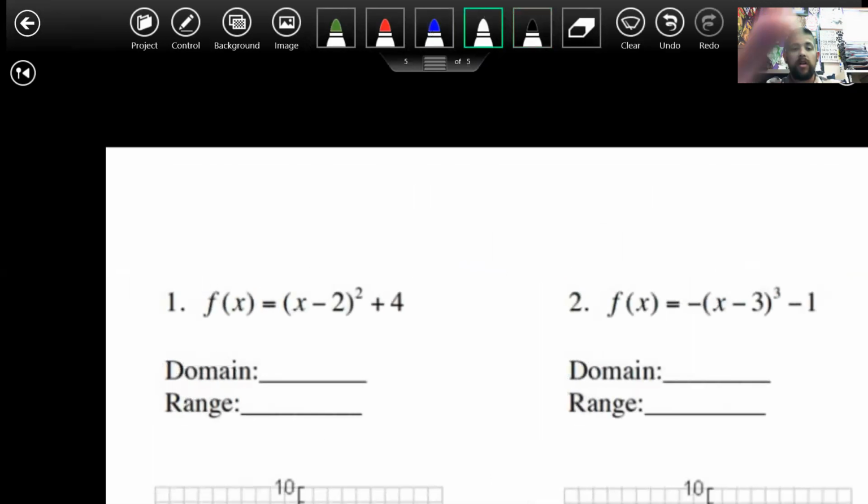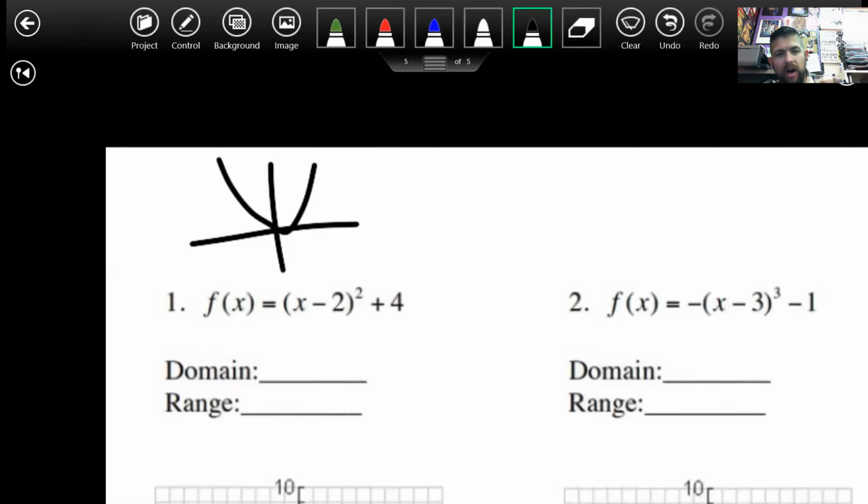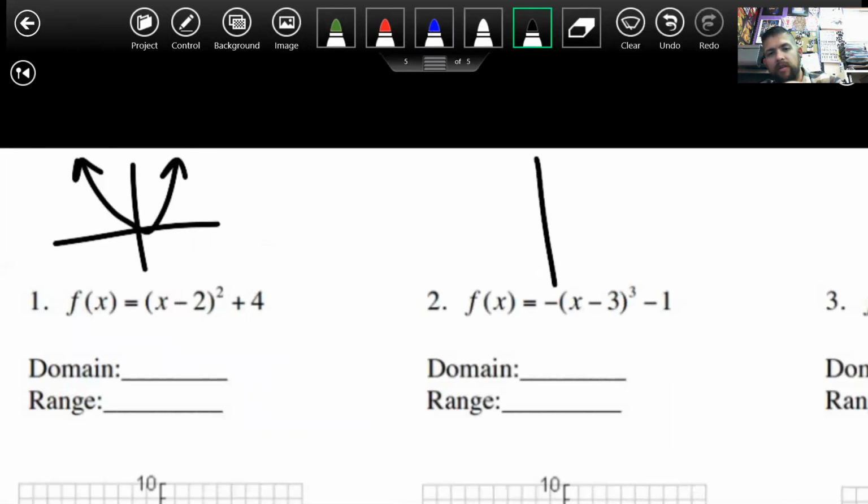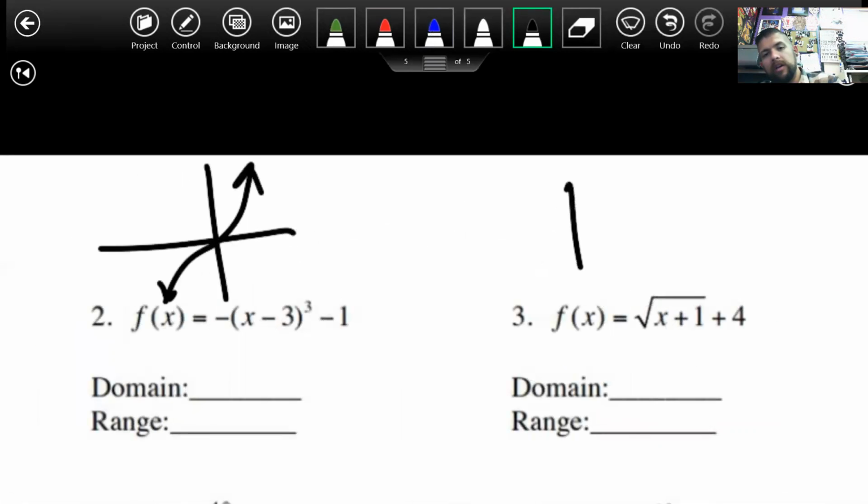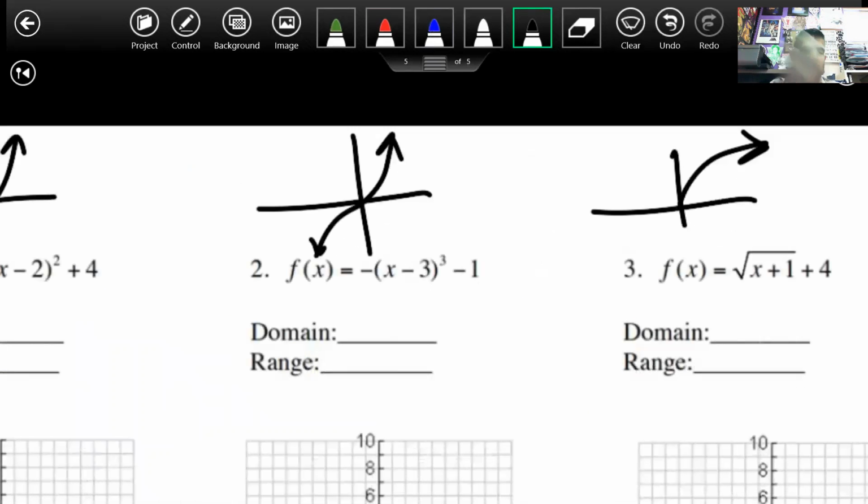The first thing we're going to look at here is I want you guys to be able to just graph these basic forms of these functions. So we talked about these today. So we go up like this for a quadratic in some form. The cubic is going to look like a sideways S essentially. And the square root is going to look something like that.